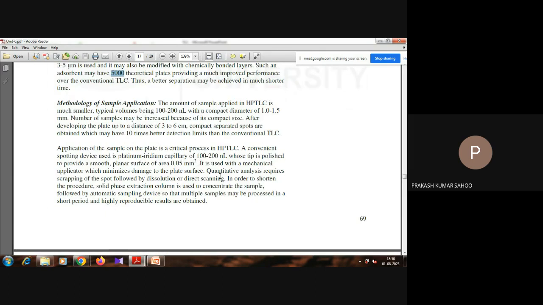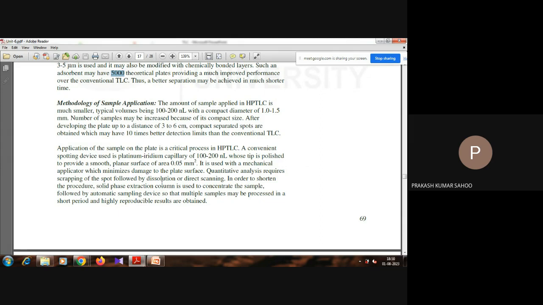The methodology of sample application: the amount of sample applied in HPTLC is much smaller, typical volume being 100 to 200 nanoliter, with a compact diameter of 1 to 1.5 millimeter. The number of samples may be increased because of its compact size. After developing the plate up to a distance of 3 to 6 centimeter, compact separated spots are obtained. So this is almost 10 times more effective than conventional TLC.